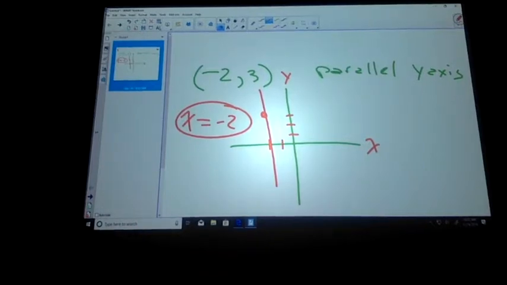Is that one of the questions? Well, that was a type. Now, if it said parallel to the x-axis, it would be a horizontal line, which would be y equals 3. Okay? So please make note of that.